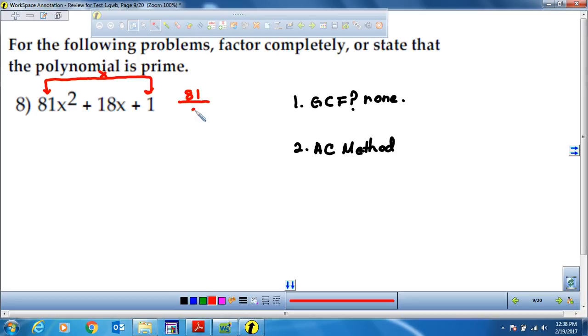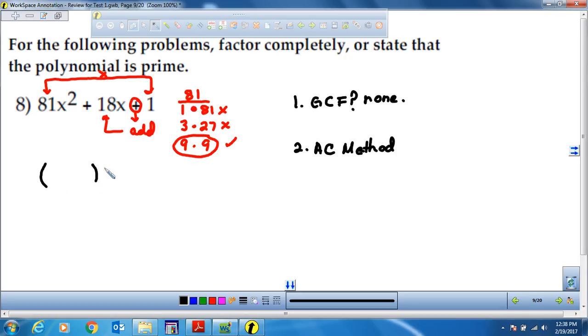Then what do we need to do? Find 2 numbers that multiply to 81 and, when I add them, give me positive 18 as an answer. So 1 times 81, do those work? No, because 81 plus 1 is not 18. The next one is 3 times 27. Does 27 plus 3 add up to 18? No. The next one would be 9 times 9. 9 plus 9 adds up to 18, right? So those are the correct factors. If we do this, this is what we're going to get.